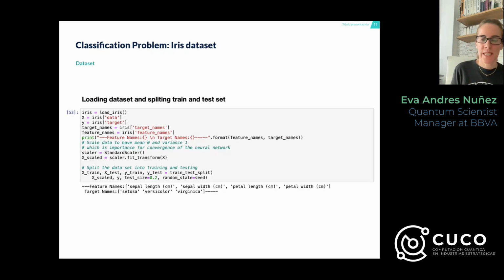So starting with a classical neural network, we use PyTorch. The first step, as you can see, is loading the dataset using the scikit-learn library. As you can see, we have three classes: setosa, versicolor, and virginica. And we have four features: sepal length, sepal width, petal length, and petal width. We pre-process this data using the standard scaler and split the dataset into train and test sets.